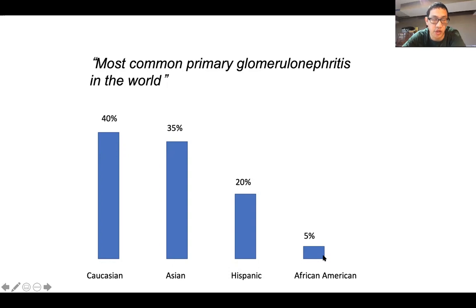If you look at all of the major cohorts of IgA patients, almost universally only about 5% of them are African American, whereas the rest are Caucasian, Asian, Hispanic. So if you hear that a patient is African American, IgA nephropathy should drop down a little bit on your list, just because it's not as common. Not that it's impossible, but it's just not as common.